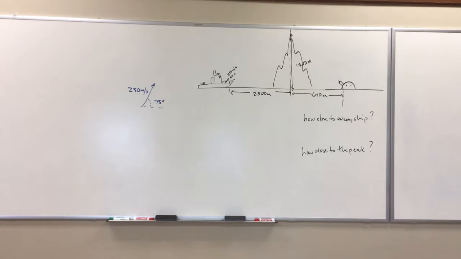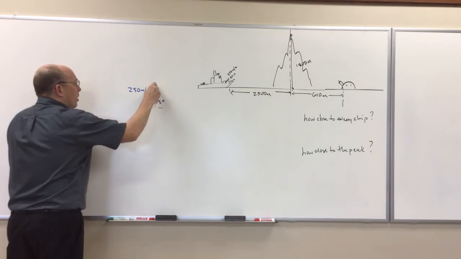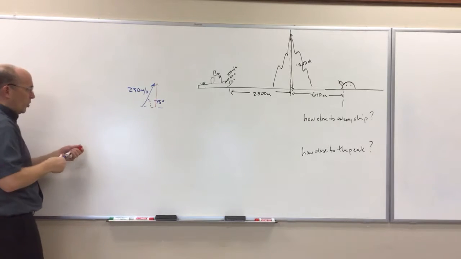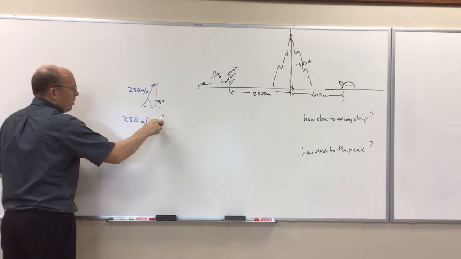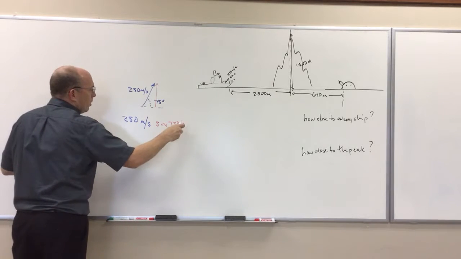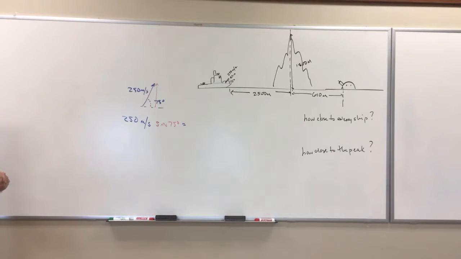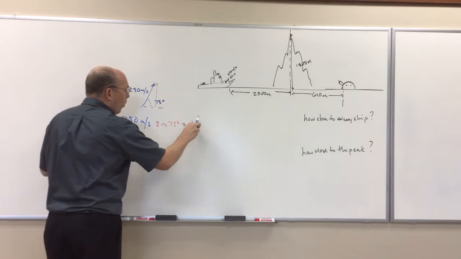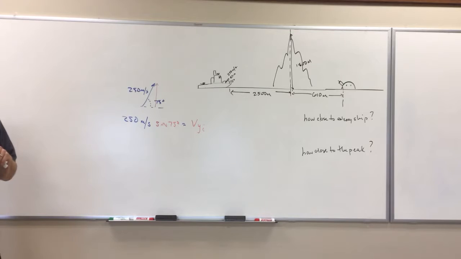Sine of 75 times 250. Okay, so 250 times the sine of 75 is going to be equal to which velocity? The Y. The y, correct. Vy initial. True or false, that's going to stay constant. Yes. No. The y component of the velocity is not, it is. Which is it? It is not. Why?